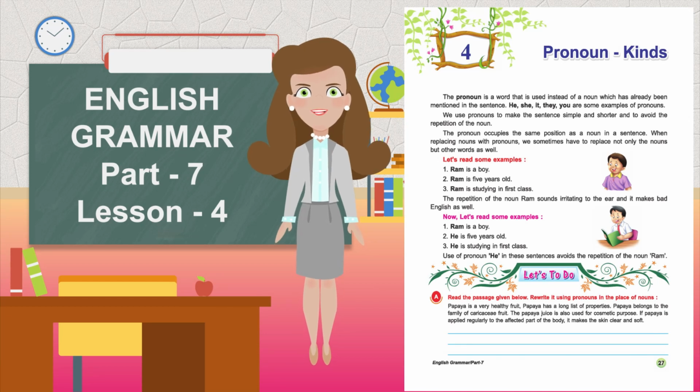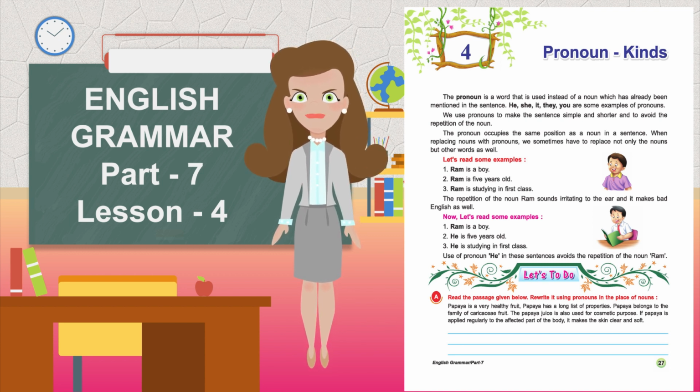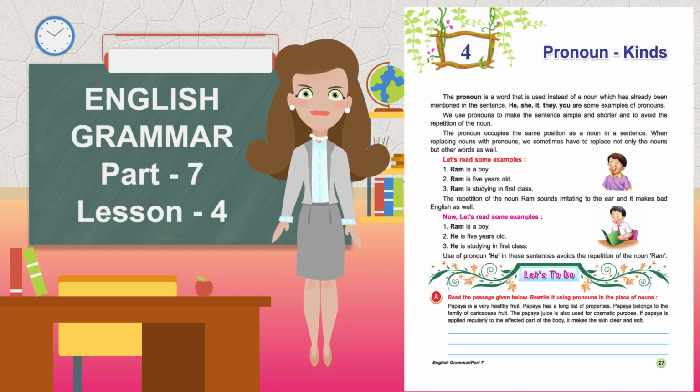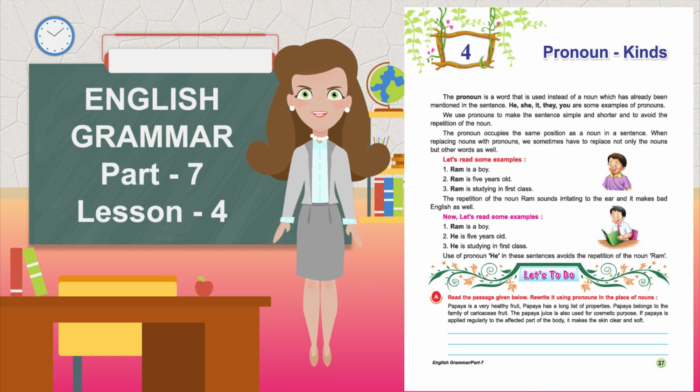Lesson 4: Pronoun kinds. The pronoun is a word that is used instead of a noun which has already been mentioned in the sentence. He, she, it, they, you are some examples of pronouns. We use pronouns to make the sentence simple and shorter and to avoid the repetition of the noun. The pronoun occupies the same position as the noun in a sentence. When replacing nouns with pronouns, we sometimes have to replace not only the nouns but other words as well.